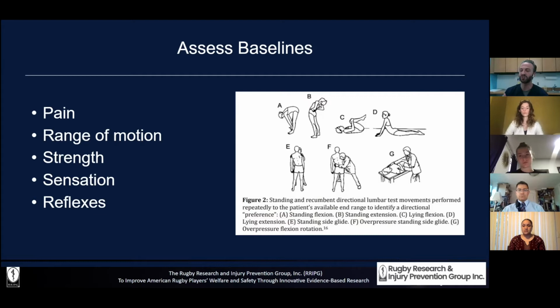And I'm checking all these baselines on day one, session one, so that I have something to compare it to down the road, right? And also something to compare it to later in that session. After I start moving this patient, I want to see, did their pain change? Did their range of motion change? You can even see strength, sensation, or reflex changes within the same session, within several minutes.